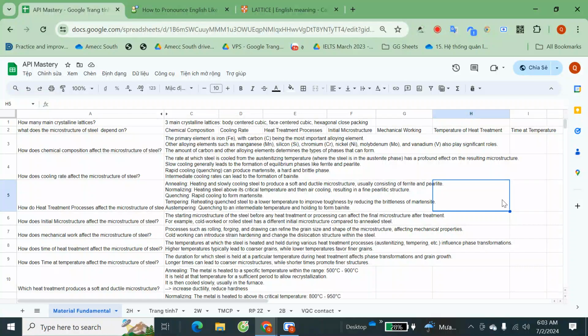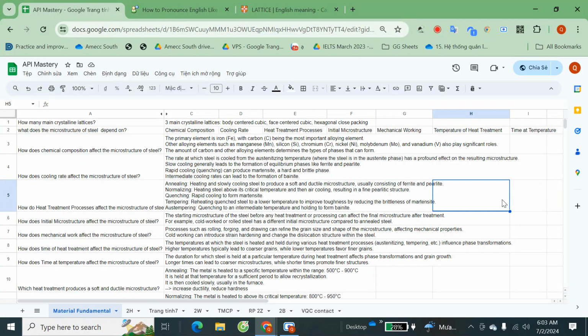What does the microstructure of steel depend on? Well, the microstructure of steel depends on chemical composition, cooling rate, heat treatment processes, initial microstructure, mechanical working, temperature of heat treatment, and time at temperature.